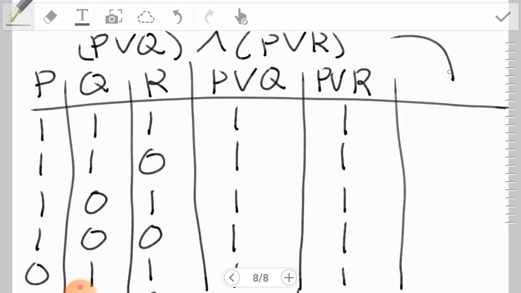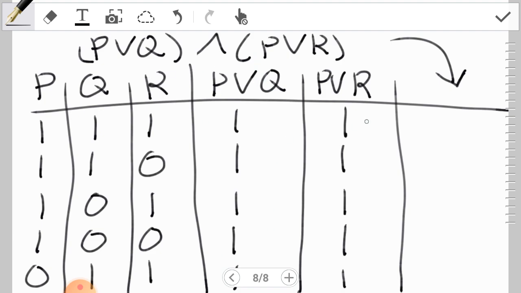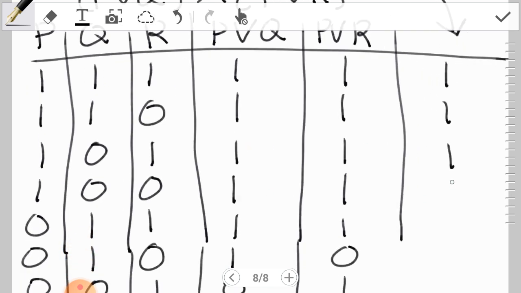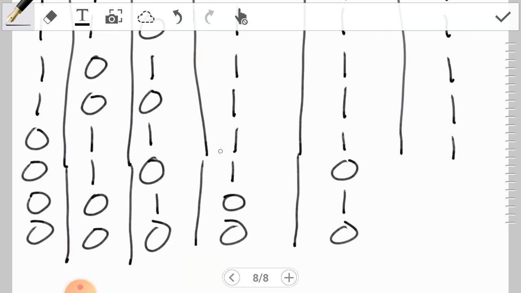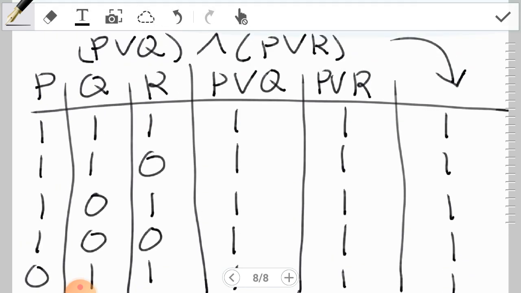And then finally, let's just put an arrow there. It's long. We now look at the fourth and the fifth column. Our connective is AND. So if our connective is AND, both must be true for this compound proposition to be true. Both are true. Both are true. Both are true. Both are true. Both are true. One is false. One is false. Both are false. This would still be false. So this will now be the truth value for our compound proposition. Okay? So I hope you're able to follow what we are doing.